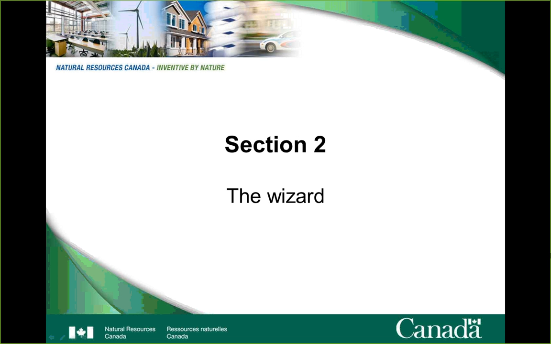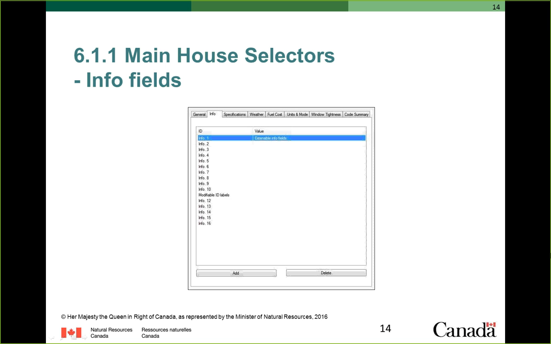Section 2 is the Wizard. For the most part, the Wizard in HOT2000 version 11.2 is the same as it is in version 10, with only a few minor changes. One example of a change is the Info Field screen. The Info Field screen may still be accessed through the Wizard or in the main interface.